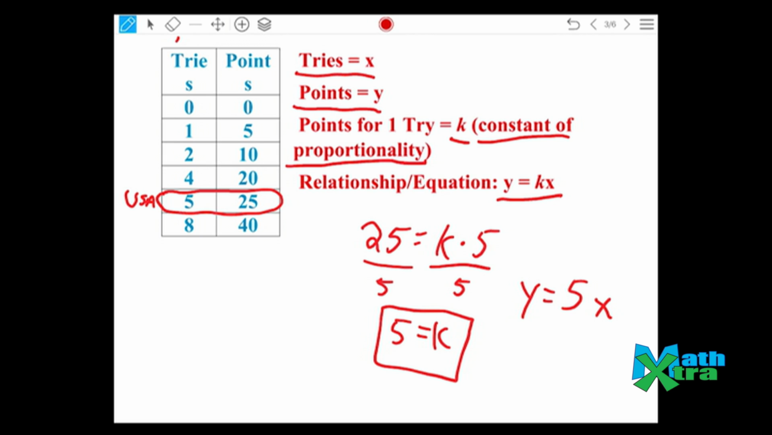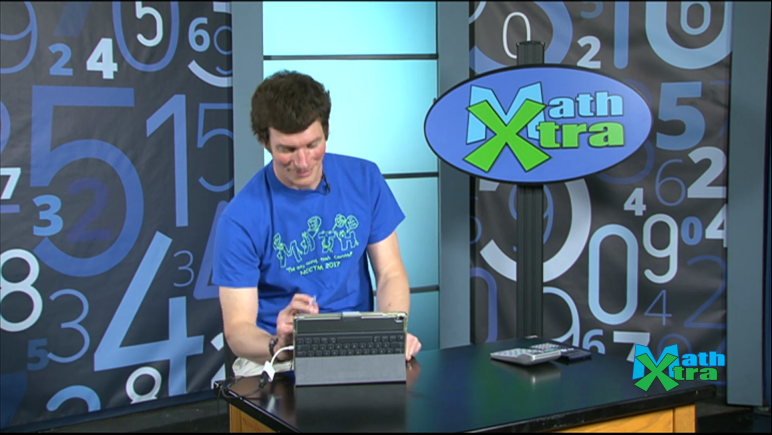And now, if we know any number of tries for x, we can figure out the number of points for y. And we can do it without drawing a graph and without listing out an entire table. We can figure it out from the equation. Ready to try another one? Awesome.